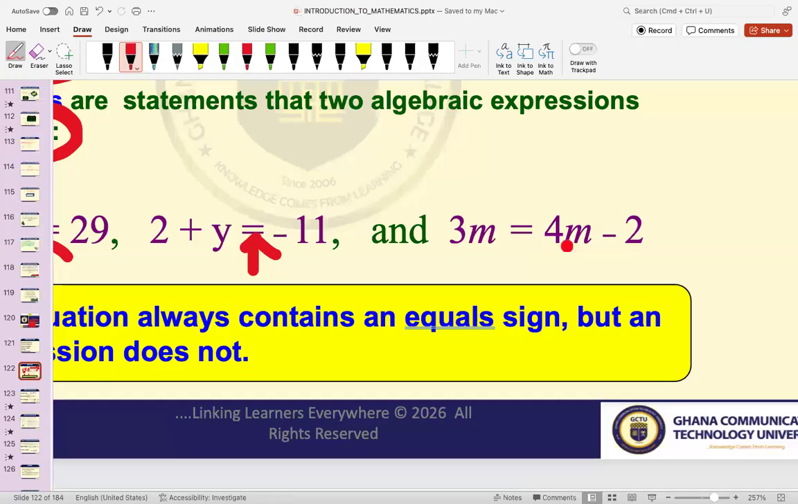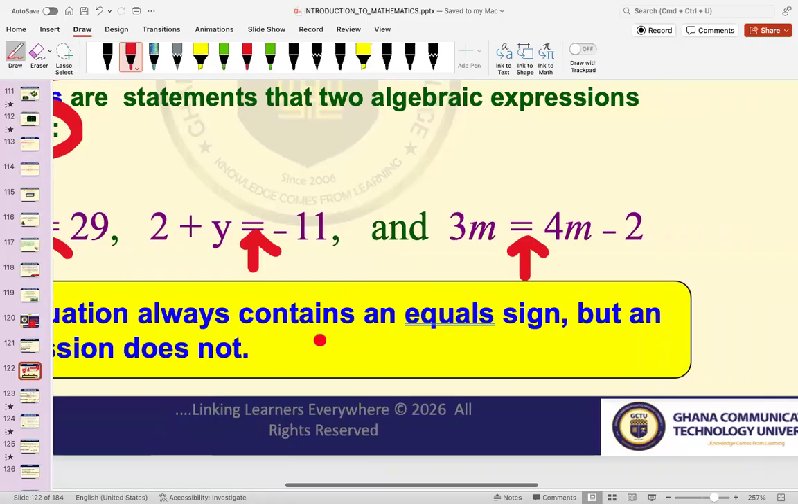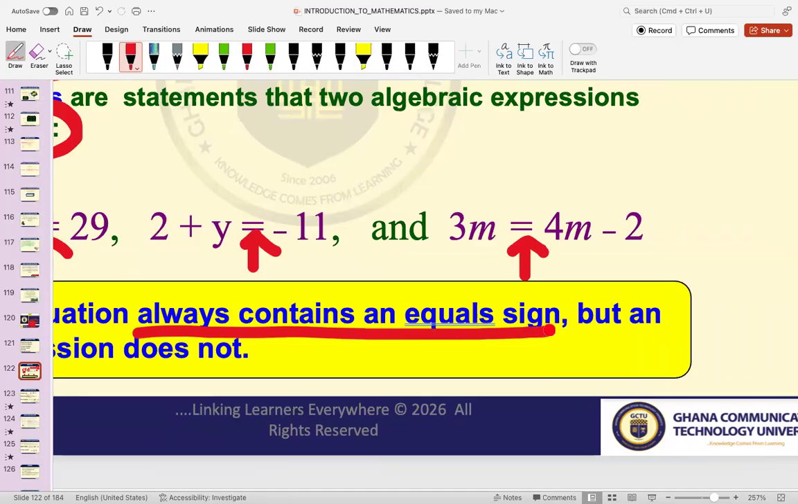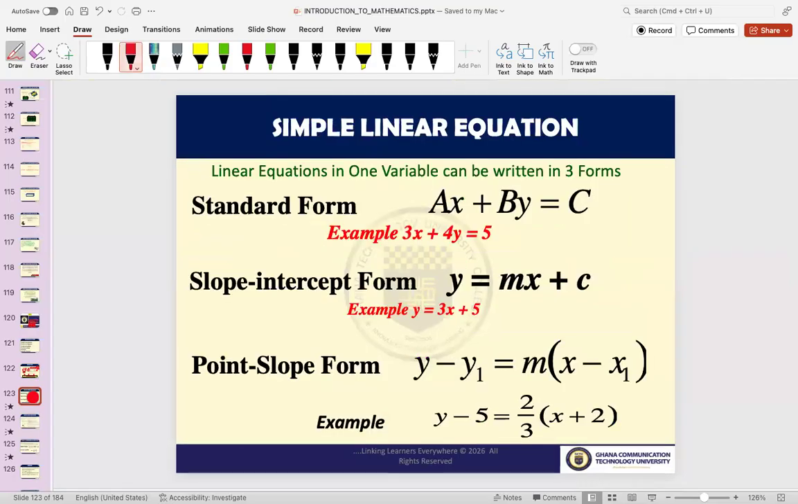3m equals 4m minus 2. Because of this equal sign, it means we have an algebraic expression which is forming an equation. So the simple way you can define an equation is that an equation is an entity that always contains an equal sign. So that is an equation.